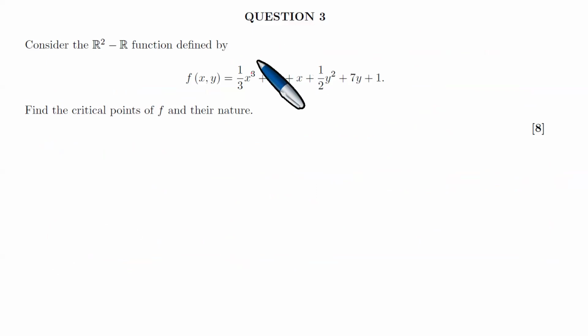Right, now question three, it's interesting and very easy. Consider the R2 to R function defined by this. So we have this R2 to R function given by this. Find the critical points of f and their nature. So we have a chance to discuss critical points. And to discuss the critical points, we proceed as follows.